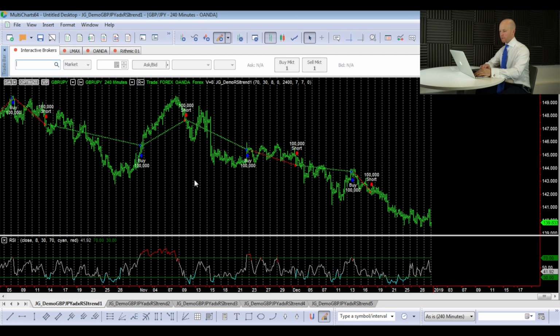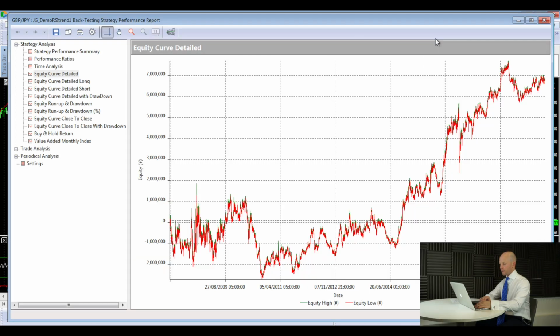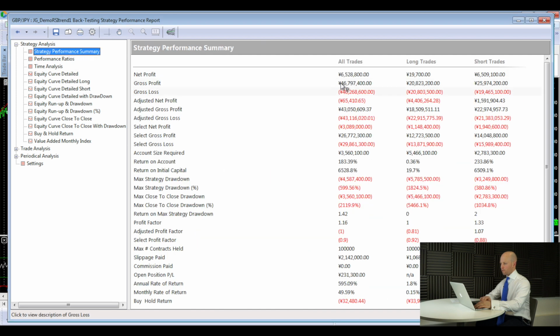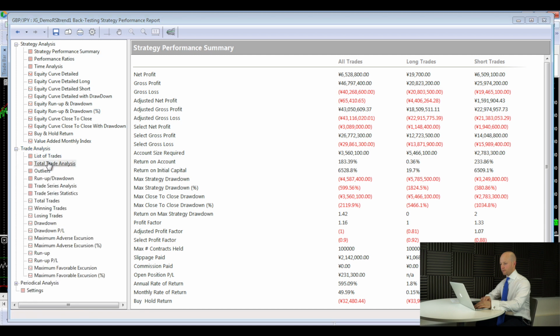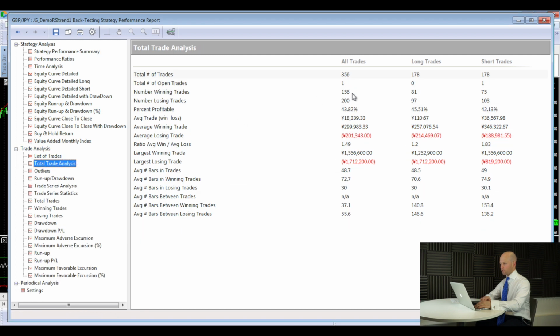On this first chart, the strategy is just the bare strategy using every one of these signals, as you can see. So let's look at the results. And that's the equity curve, which is okay. It's probably not something I'd trade straight away, but it's moving in the right direction. We can see that over those years it's made 6.5 million yen, 356 trades, 43% accurate, and we've got an average trade value of about 18,000 yen.